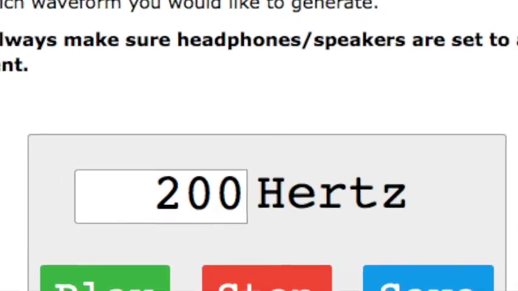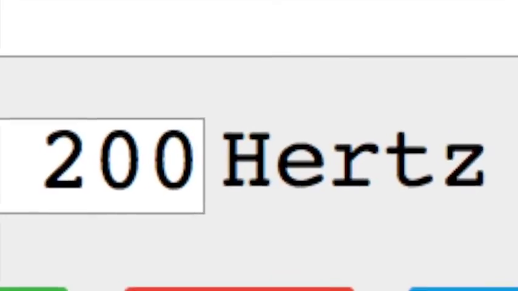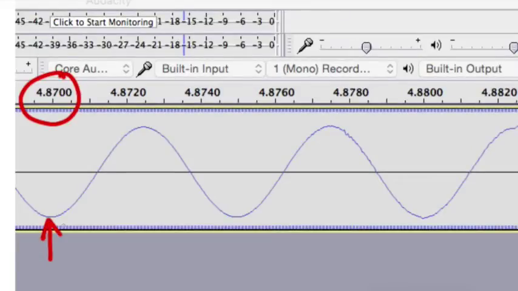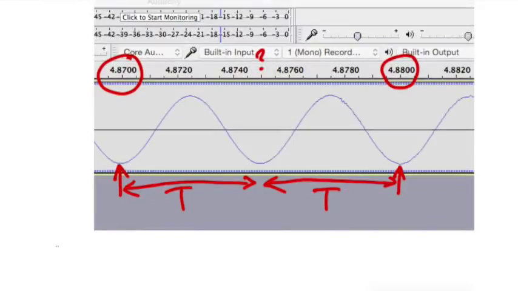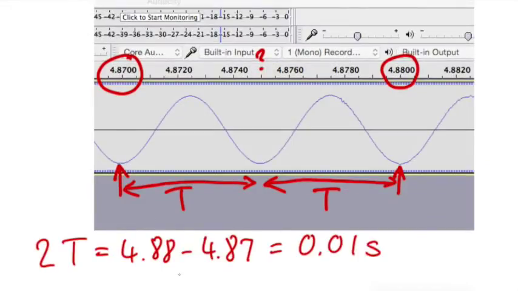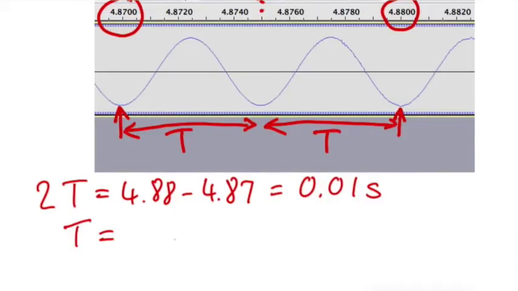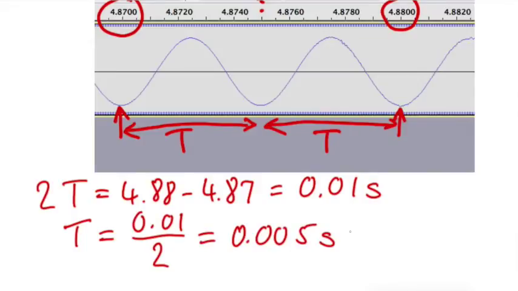I'm generating and recording a sound wave of 200 Hz. The reading for the trough of this wave is 4.87 seconds, and 2 waves later I get 4.88 seconds. That makes a difference of 0.01 seconds for 2 waves. My time period would therefore be half of that, 0.005 seconds, or 5 milliseconds.